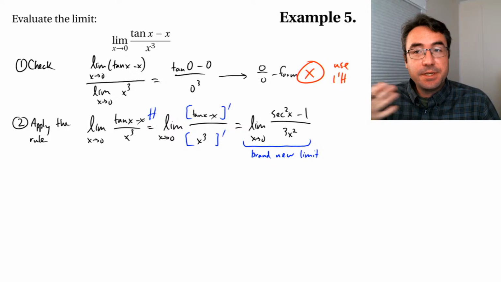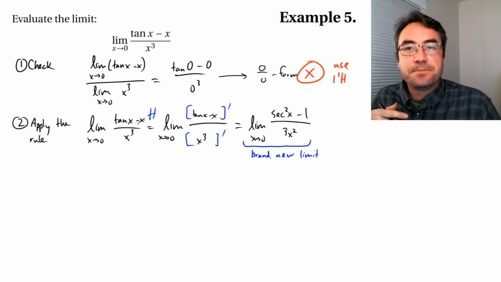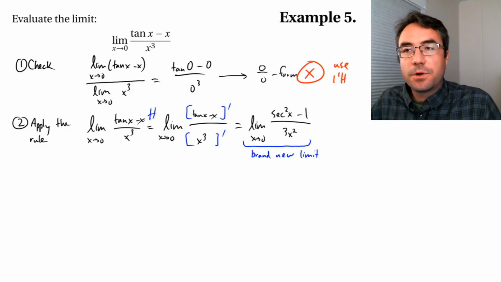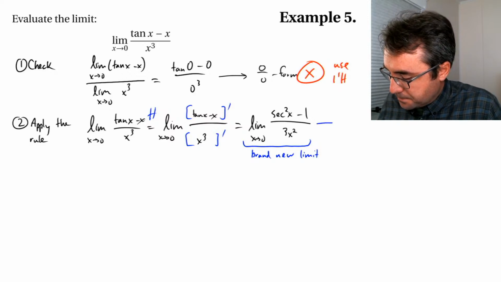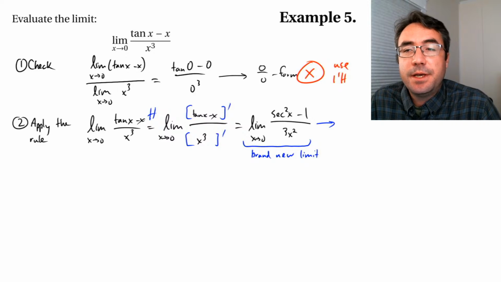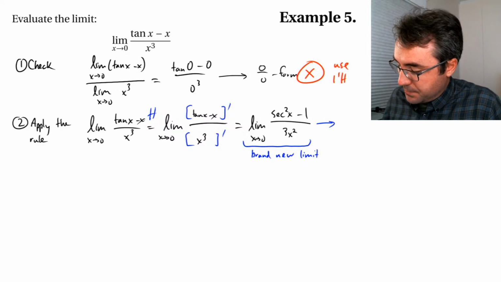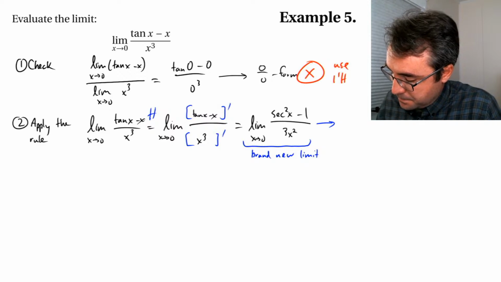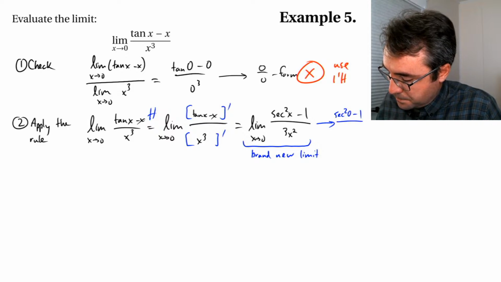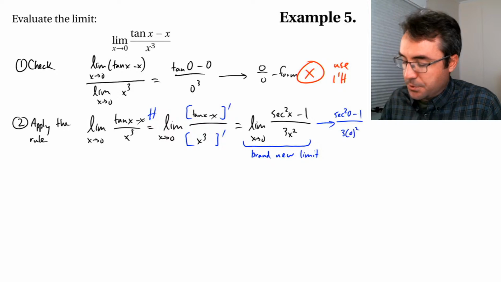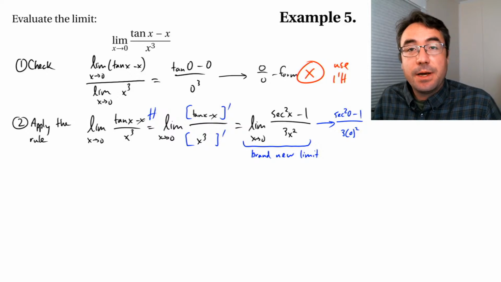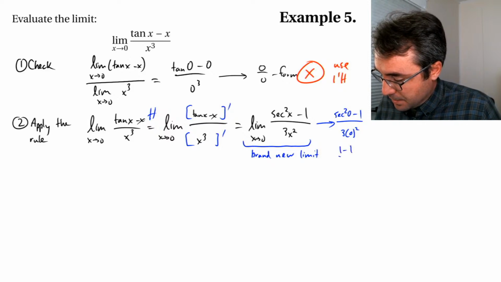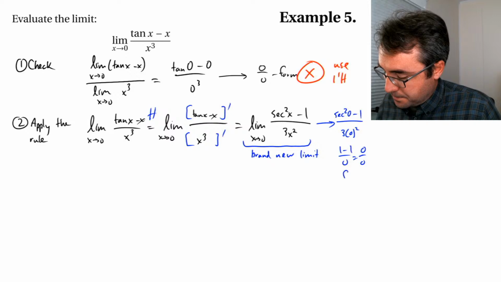If we want to get clever, there actually is a way to simplify it, but we'll just do more of a brute force type calculation here. So we'll just check this and let's see what we get. Secant of 0 is 1. So we're just plugging in to check, and secant of 0 is 1, so we get 1 minus 1 on the top. We get 0 on the bottom. So this is a 0 over 0 form.